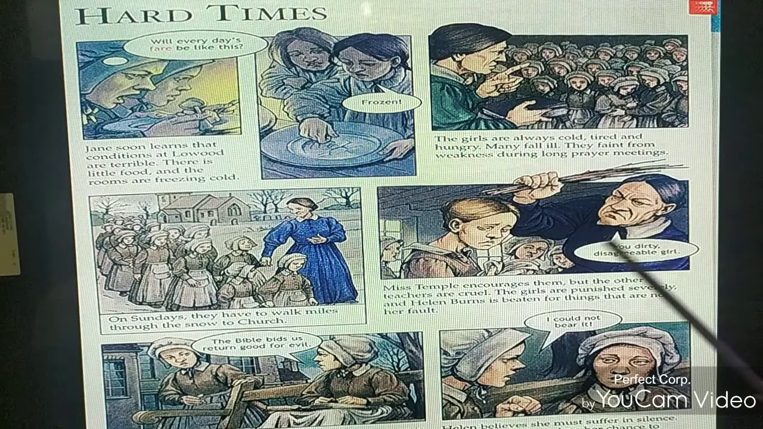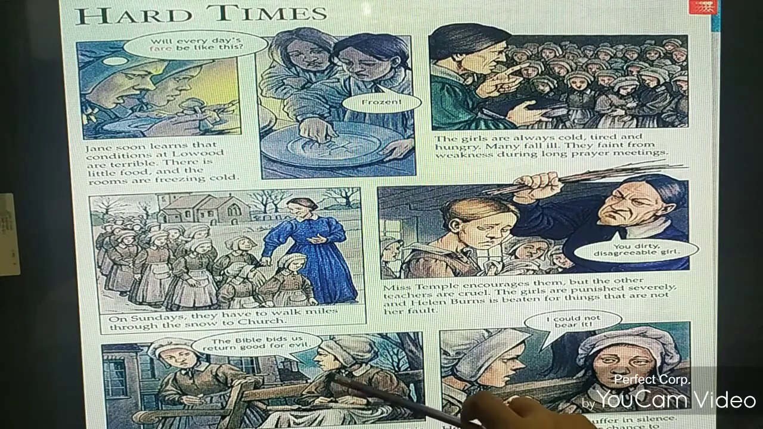Okay, now we are going to take our sixth picture here. The Bible bids us return good for evil. Later Jane finds Helen sitting alone reading. Jane is still angry at the teacher's cruelty and unfairness, but Helen is meek and patient.